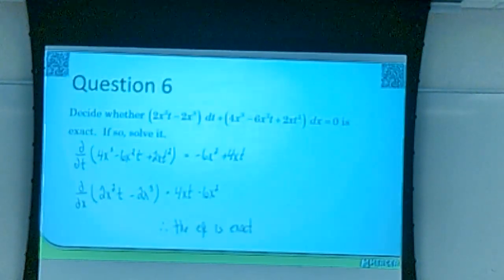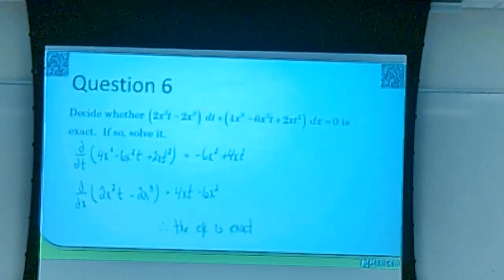Now we need to find the potential function. Right? For this one, I'm going to use the other commonly used symbol for potential functions.